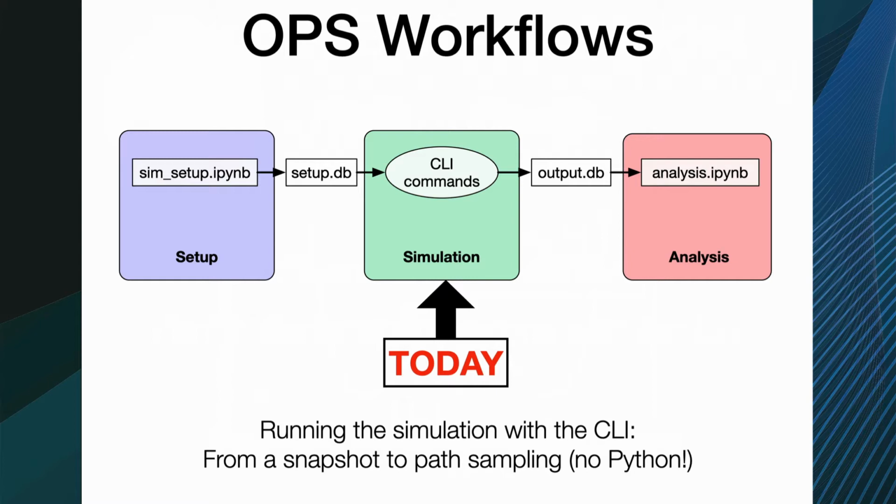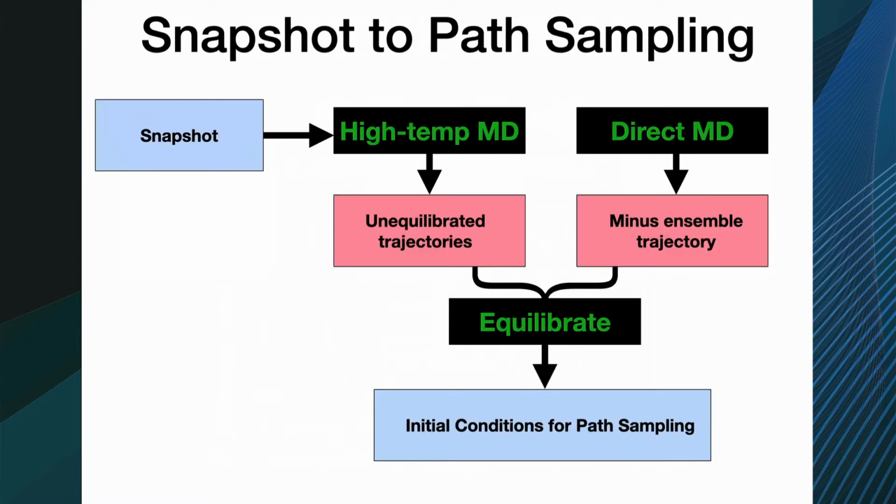We're going to go from the snapshot that we had saved previously all the way to running transition interface sampling, replica exchange transition interface sampling, entirely through the command line with no Python. How are we going to do that?